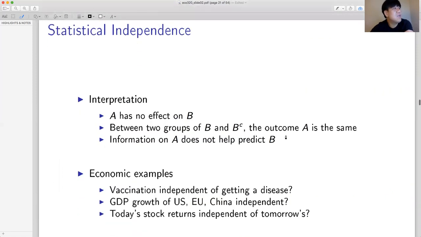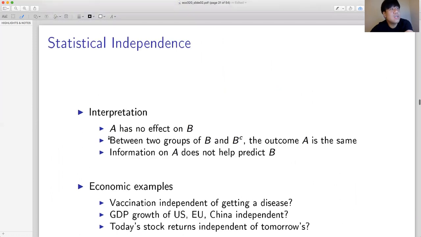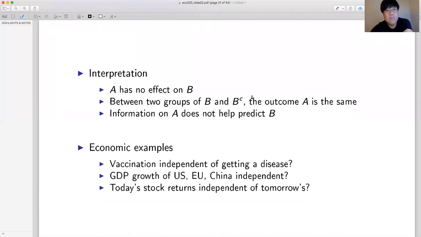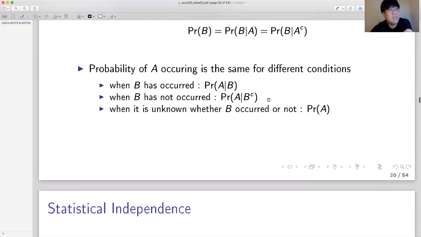Okay, statistically independent, the interpretation is A has no effect on B. So basically they have nothing to do with each other; the tuition doesn't affect your salary. So between two groups, B and B complement, the outcome A is the same. So whether you're conditioning on B or B complement, your salary would be the same. So information on A doesn't help you to predict B. So that is the interpretation. That is how the economic statistic kicks in.